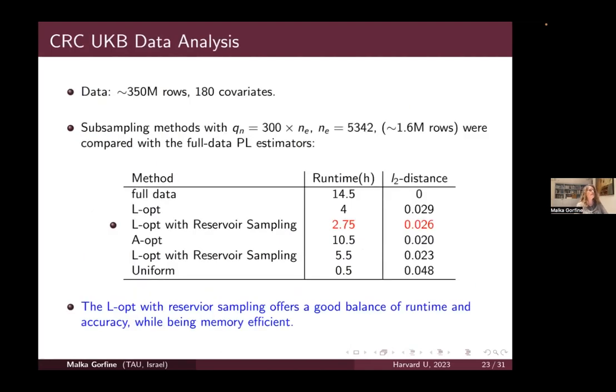So here are the results of the data set. We had about 350 million observations, 180 covariates.